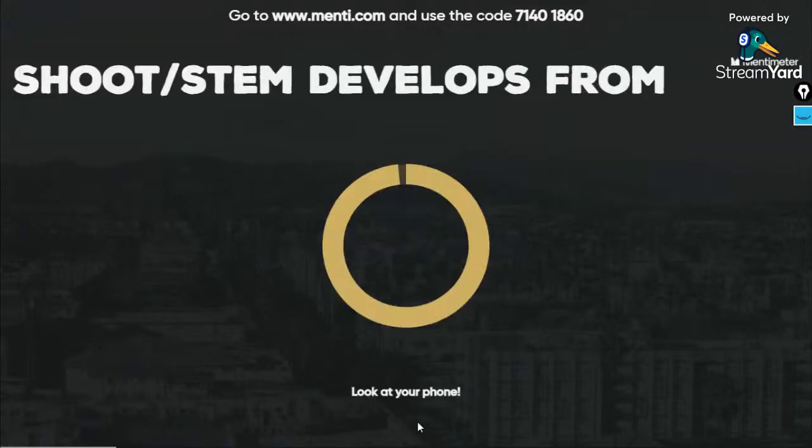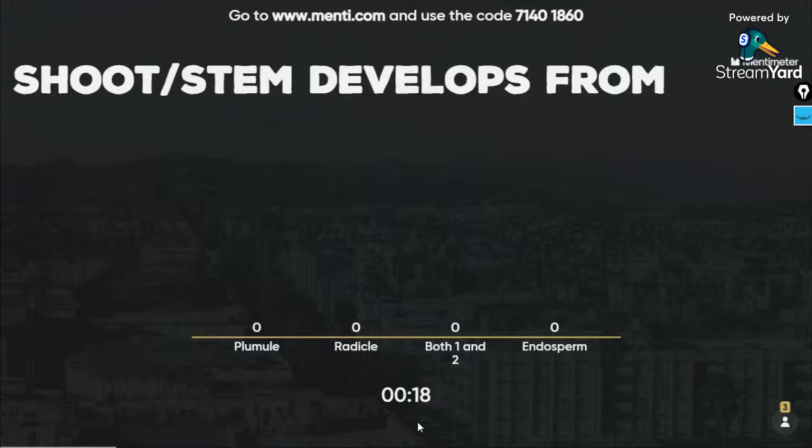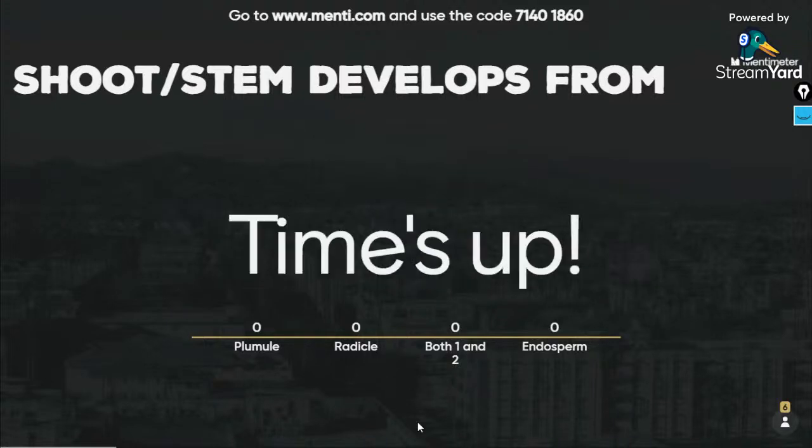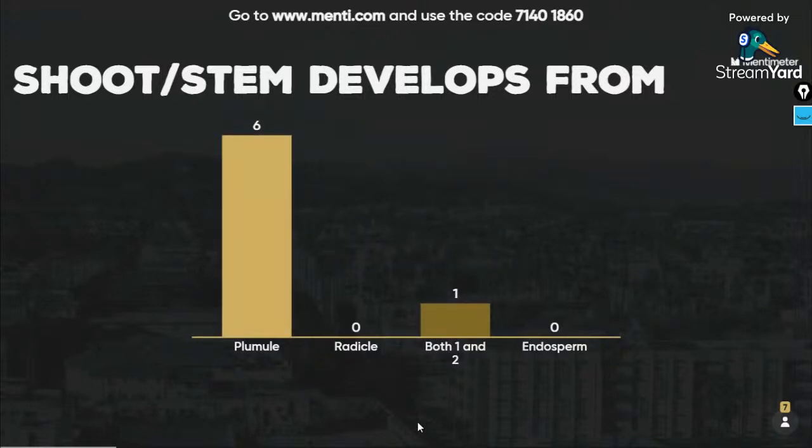Question number 1. Shoot or stem develops from the plumule, radicle, both 1 and 2, or endosperm. Yes, it is the correct answer. The correct answer for this question is plumule.